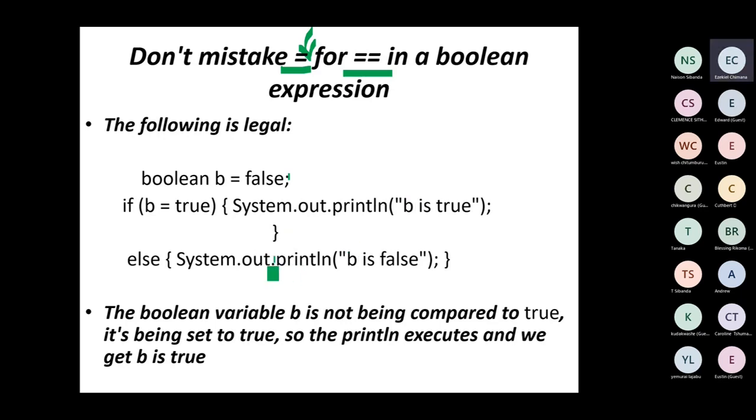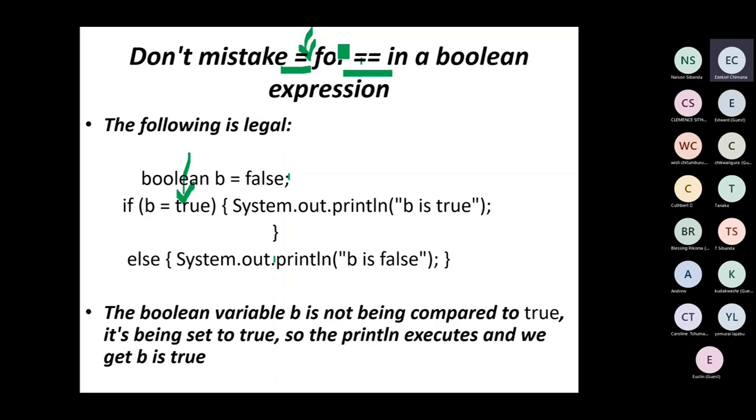Otherwise, the Boolean is what? Is false. So the Boolean variable b is not being compared to true. It's being set to true. So the print line executes and we get b is true. So with this one, it will work for Boolean expressions, for comparing and doing something. But for this one, it will not work with other variable types.